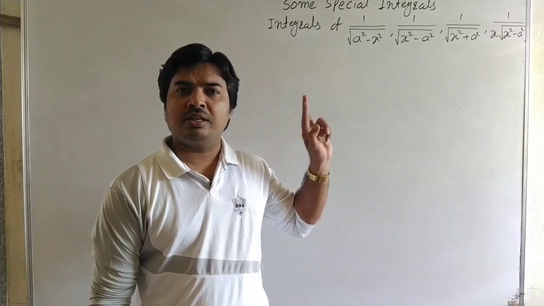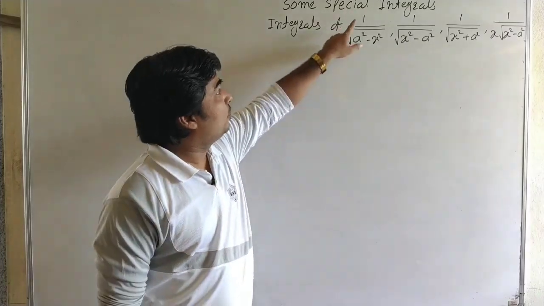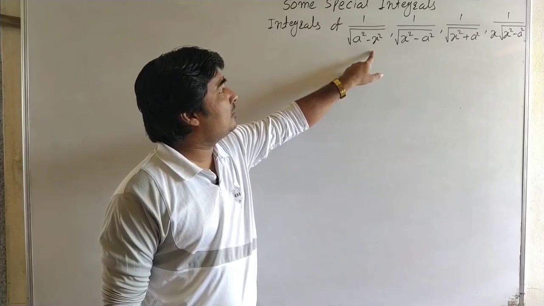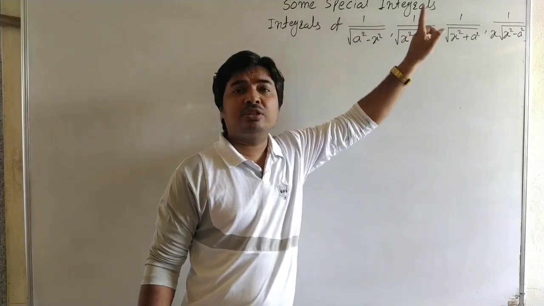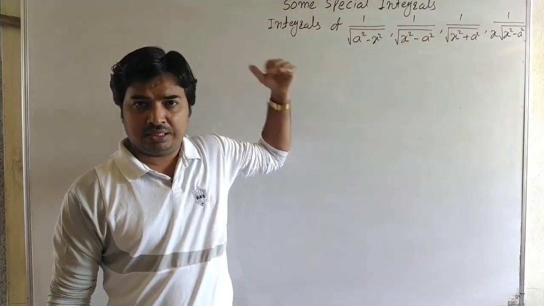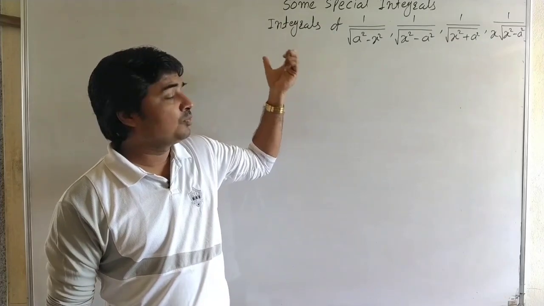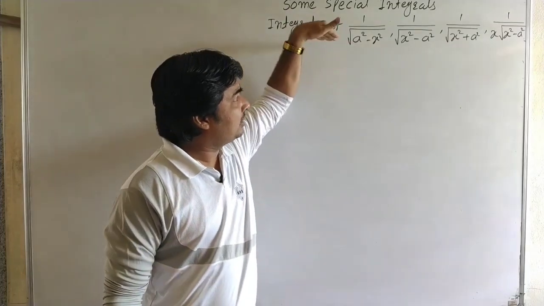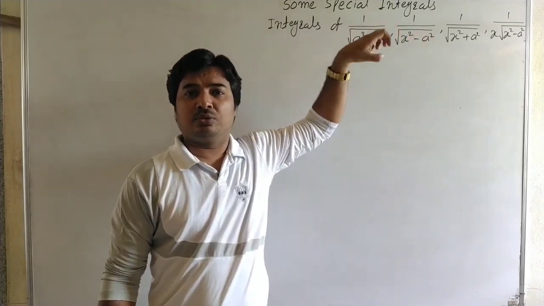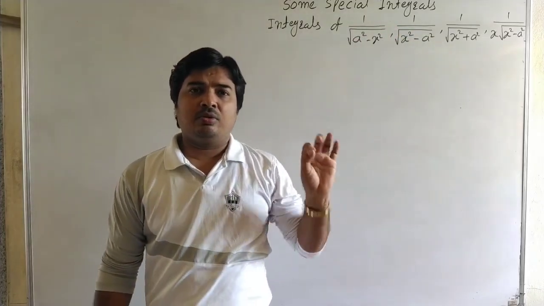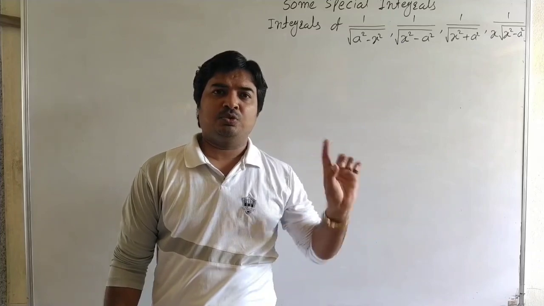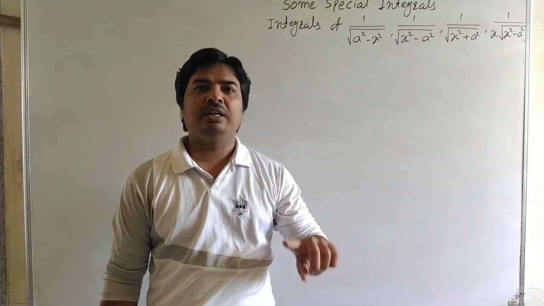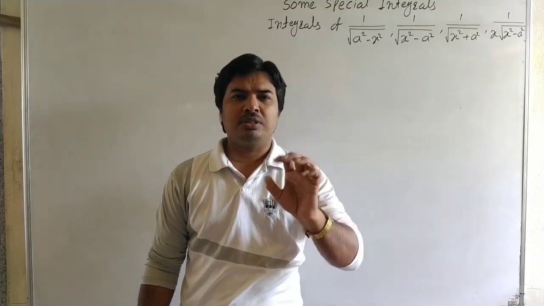The three special integrals. Here we see integrals of 1 upon under root a square minus x square, 1 upon under root x square minus a square. In the last we saw the integrals without under root, and here we see the integrals with under root. Here integrals of 1 upon a square minus x square, 1 upon x square minus a square, and integral of 1 upon x square plus a square, okay.